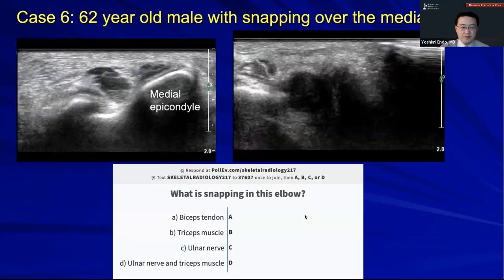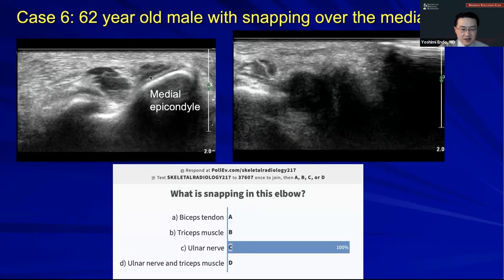Okay. So this next case is a 62-year-old male with a snapping over the medial elbow. I've already showed you one case of something snapping in the elbow. This is another case. Snapping in this patient is occurring over the medial side of the elbow. This is a still image, and I'll show you the video clip in a second. This is anterior and this is posterior. This is the medial epicondyle.